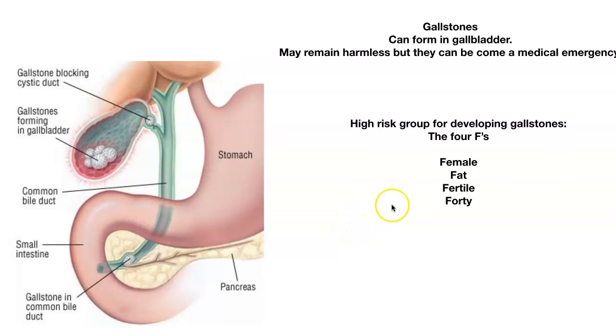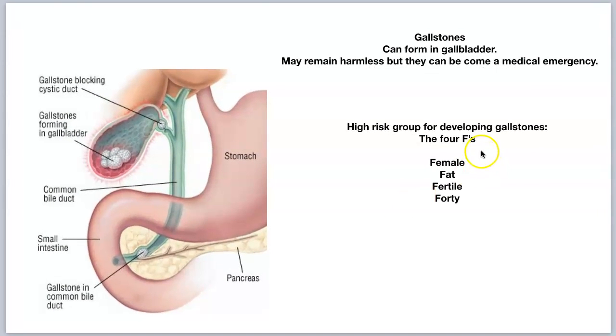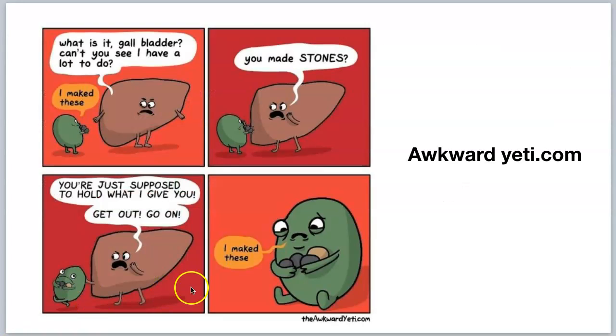So who's at high risk for developing gallstones? We call them the 4 F's: female, fat, fertile, and 40. Female, overweight, they haven't gone through menopause, and they're usually in their 40s. That's just a general rule. I mean, obviously, there are some people in their 60s, and they could be men too. But that group is the highest risk group.